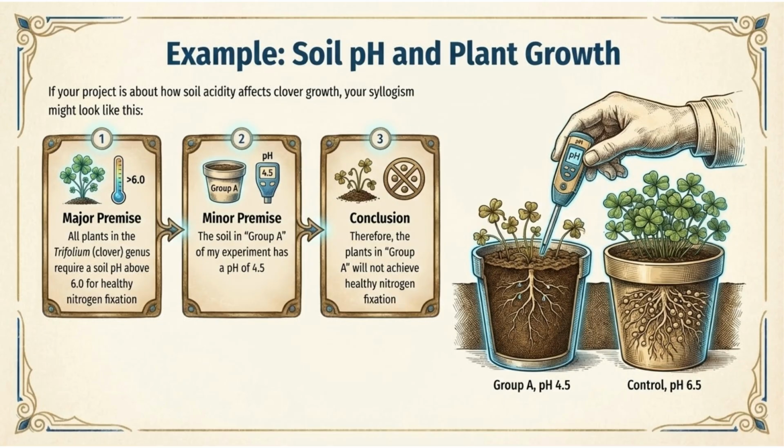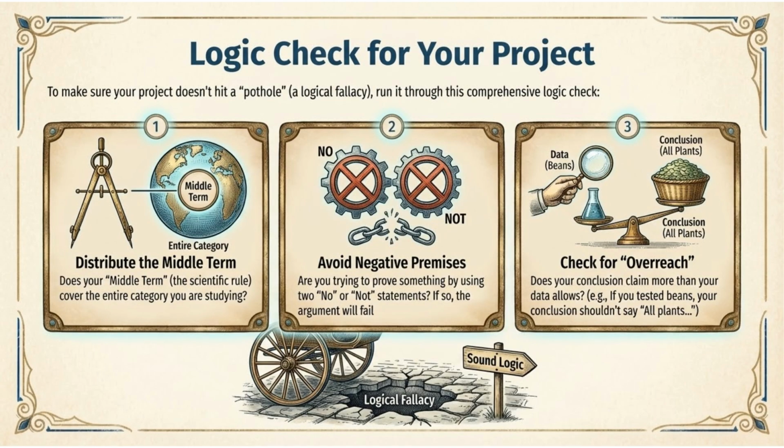Here is an example for a soil pH project. The major premise is the general requirement for clover. The minor premise is the specific pH of your experimental group, and the conclusion is the predicted outcome for the plants in that group. To ensure sound logic, check that your middle term covers the entire category.